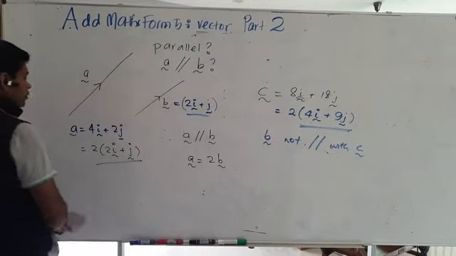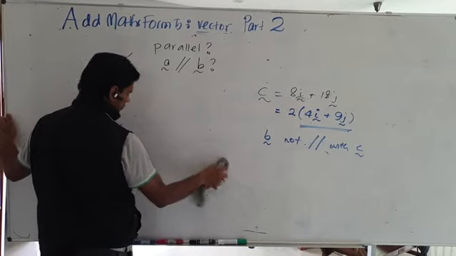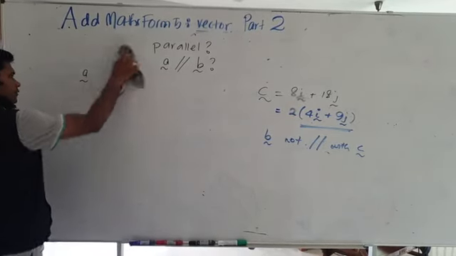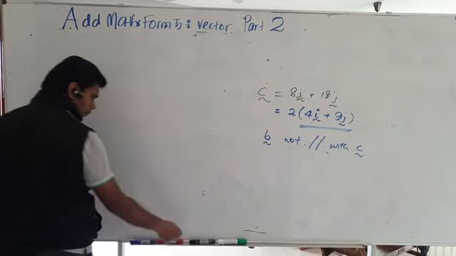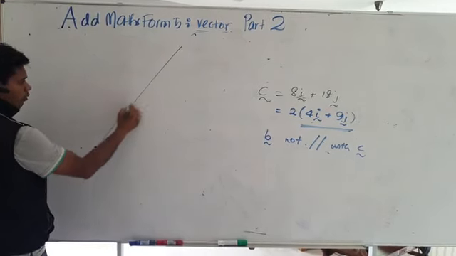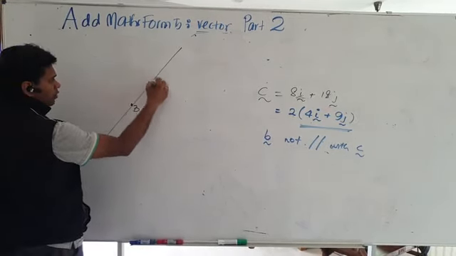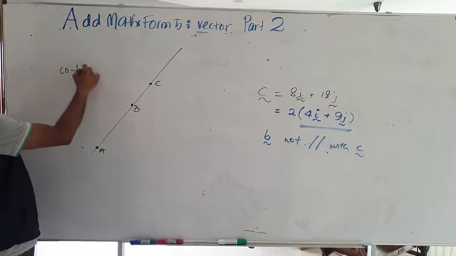Now let's take a look at another one. Another word that is often used is collinear. What is collinear? Collinear means that point A, point B and point C are on the same line. So how to know whether they are on the same line?